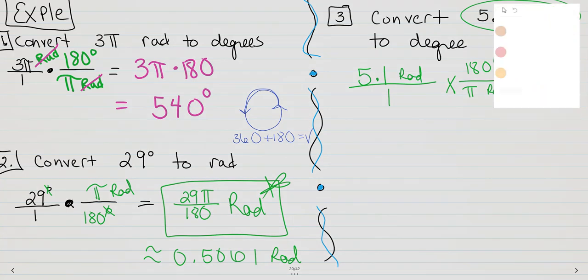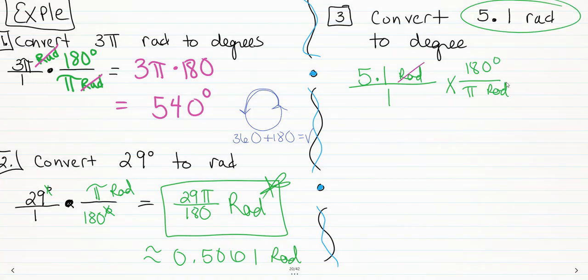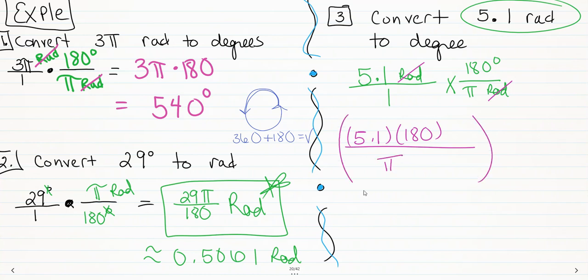But when I've written it like this, I can see that the radians divides out. So what do I have? I have 5.1 times 180 over pi degrees. Now, this throws students off because it has a pi in there, and so sometimes students look at that and think, oh, I must have done something wrong. But no, this is correct. 5.1 times 180 is 918.